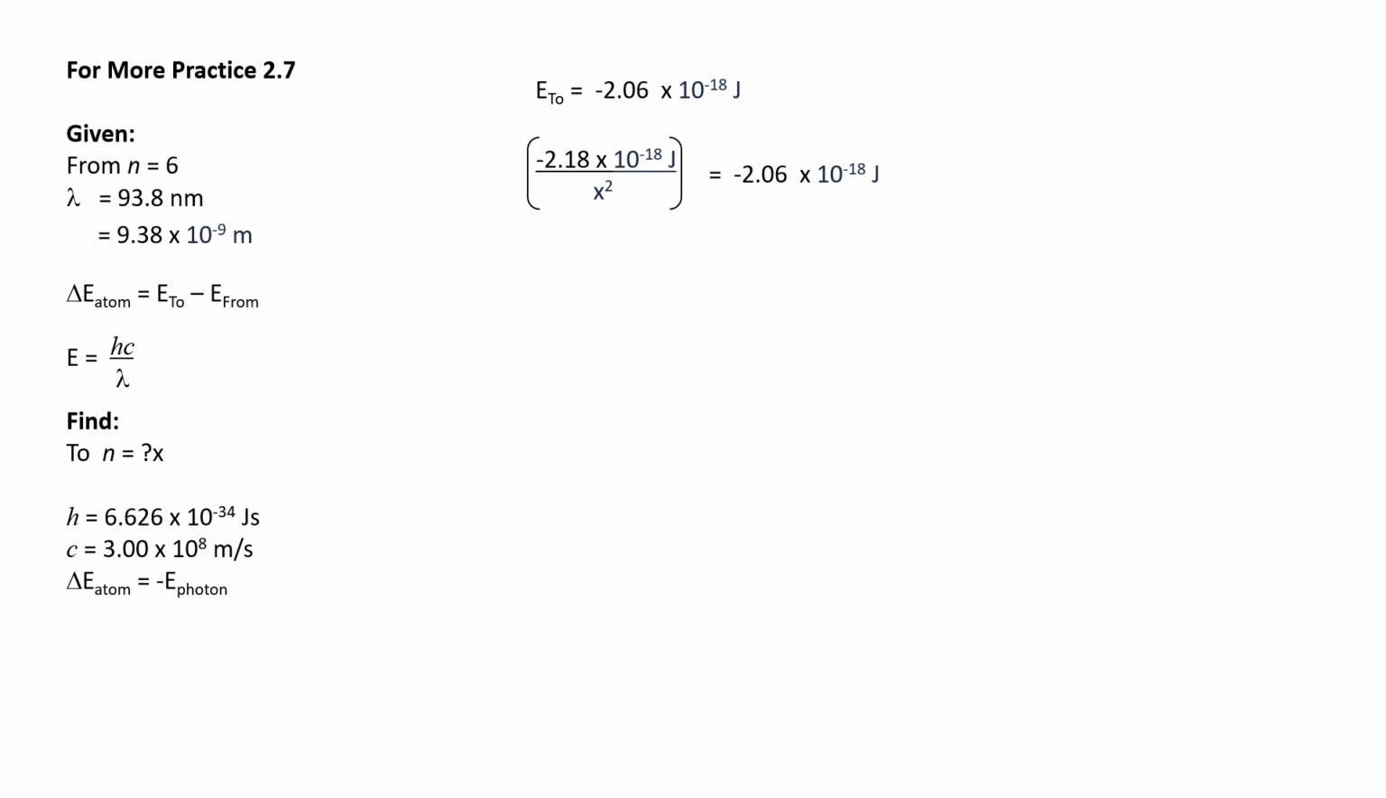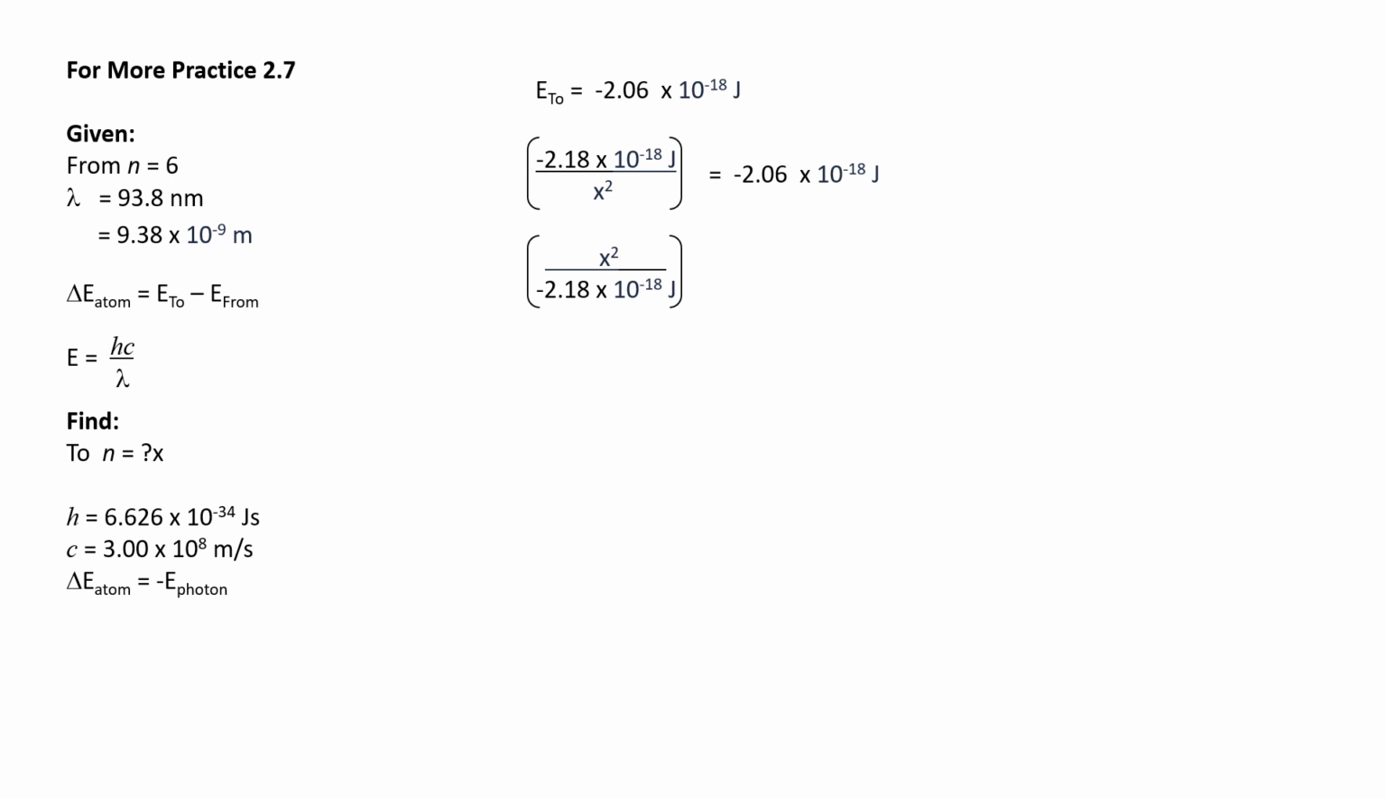Now, my unknown is down here on the bottom of my fraction, and I would rather it be on the top. So the easy way to handle that is to take this value and flip it, knowing that in a minute I'm going to have to take this value and flip it too. But let's start with this one on the left of the equation sign. When I flip this value, it's going to put my x squared in the numerator, and it's going to put my negative 2.18 times 10 to the negative 18 joules in the denominator. So let's do that. All right, that was nice and easy.